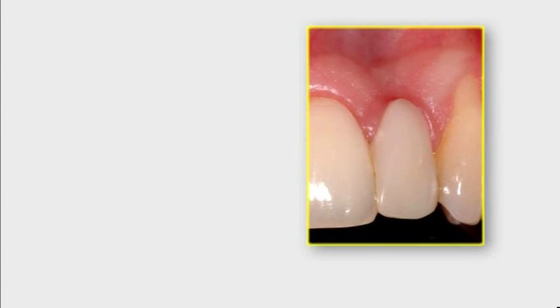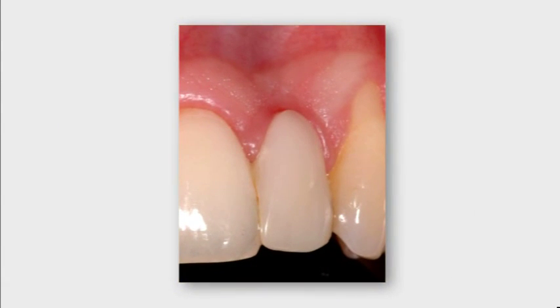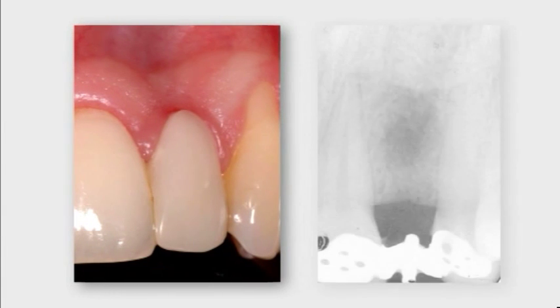The detailed view shows the Maryland bridge and the local bone deficiency in area 22 on the facial aspect. In addition, a gingival recession of about 3 millimeters is apparent at the adjacent canine, which needs to be treated as well during the same surgery.